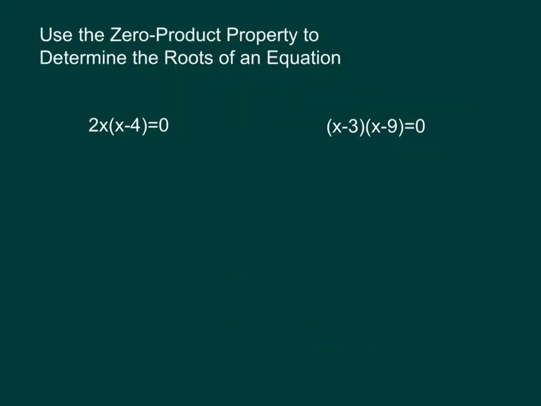We can use the zero product property to determine the roots of an equation. Roots is the name that's given to a solution, or all of the solutions, to a polynomial equation. You'll notice here that I have two polynomials that are written in factored form. This is 2x times x minus 4, and the other one is x minus 3 times x minus 9. And they're both multiplying to equal 0, which means that I can use the zero product property. Whenever I have two things multiplying to give me 0, I split them up into separate equations.